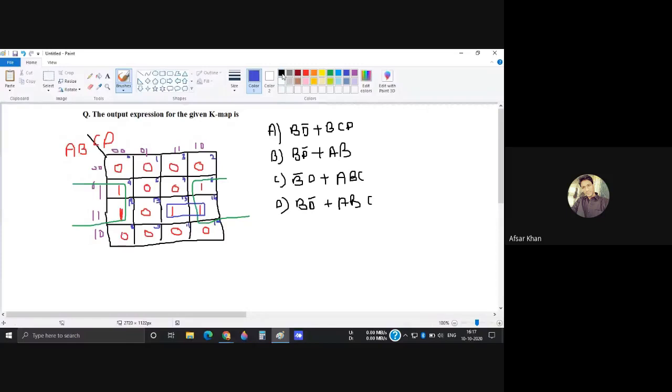So here which is common? This one means B is common, right? So you'll be getting B for this. And from here, which is common? D bar. So B D bar is common. Plus, for this pair, AB will be there. And from here, which is common? C. Yes. So very good. So D is your correct answer. So if you got this answer D, it is right.